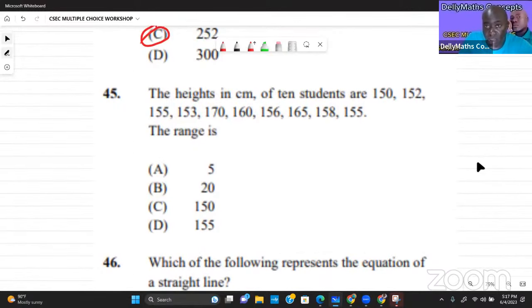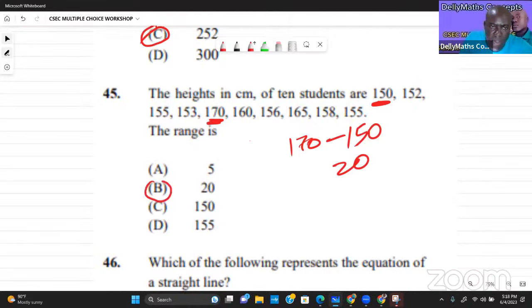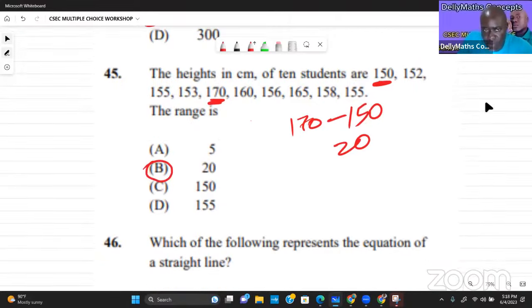The heights in centimeters of 10 students are 150, 152, 155, 153, 170, 160, 156, 165, 158, 155. The range is the highest score minus the smallest. So the highest is 170. Watch my smallest: 150, 153, 150. All right, so that's my smallest. So it's going to be 170, and I want to take from that 150, and my answer is 20. Here it is, 20. That's the range.